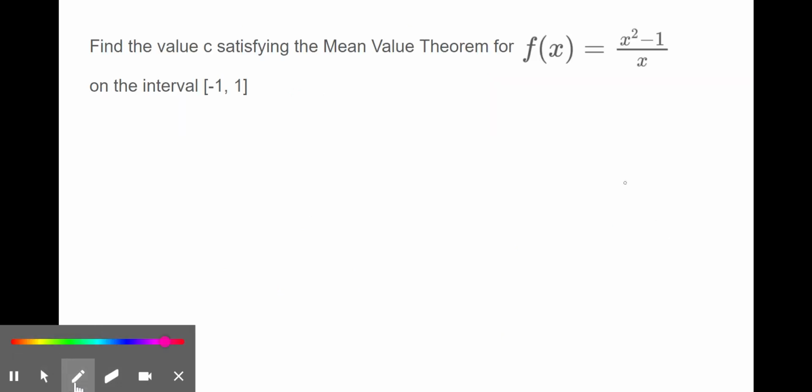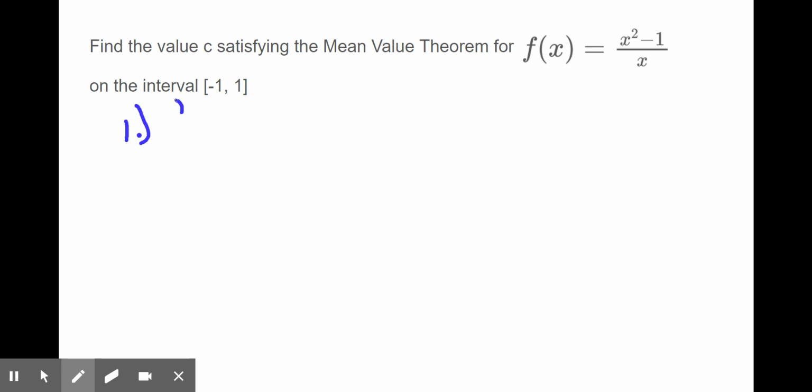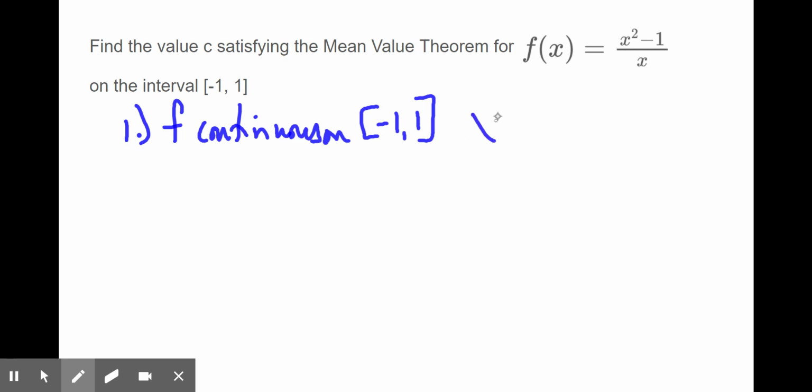So first one, find the value C satisfying the mean value theorem for this function f of x equals x squared minus 1 over x on the interval -1 to 1. The first thing you have to do here is convince me. Number one, for the mean value theorem to work, f has to be continuous on -1, 1, closed. X is discontinuous, right? We know that x can't be 0. So is this function continuous on the closed interval -1 to 1? No.